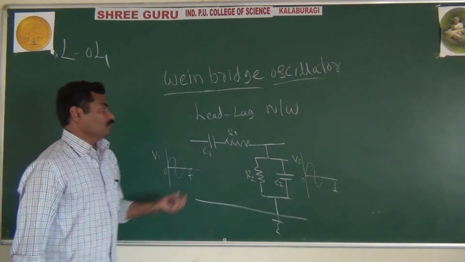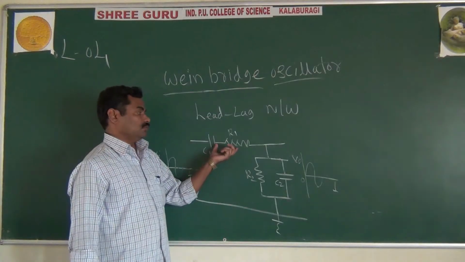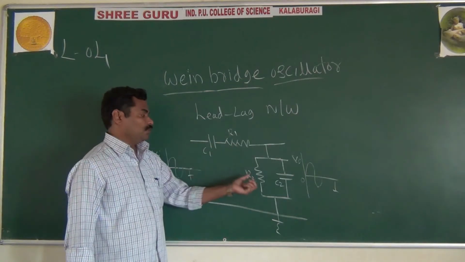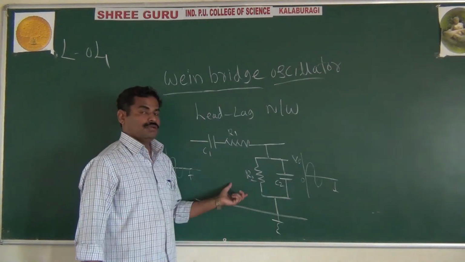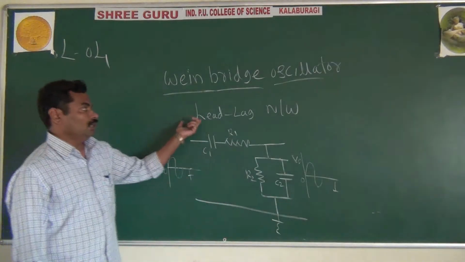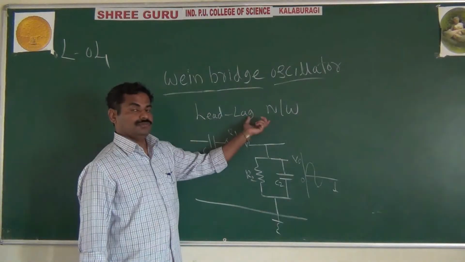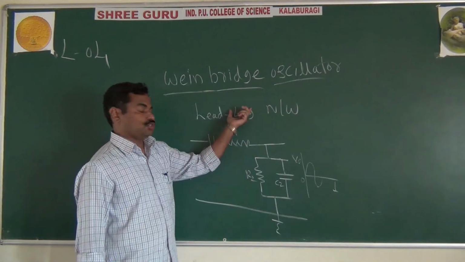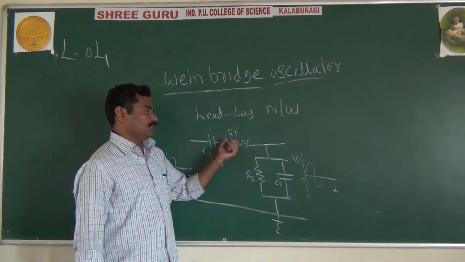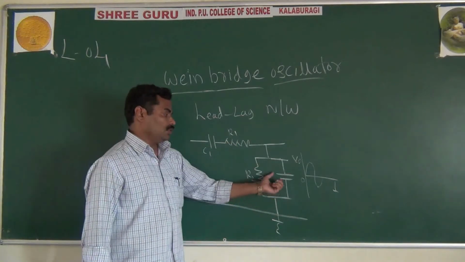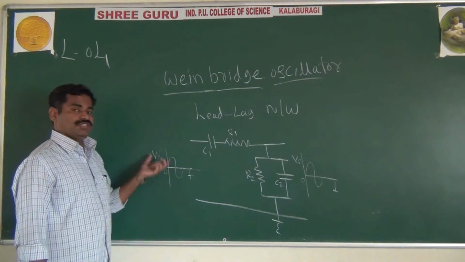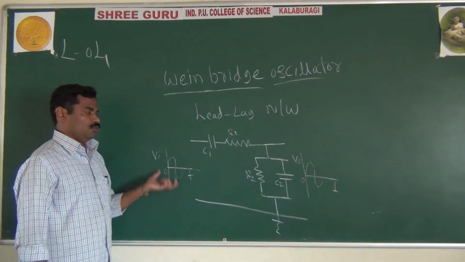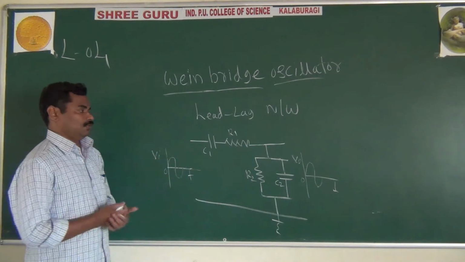If C1 and R1 are connected in series, and C2 and R2 are connected in parallel, the total circuit and network is nothing but the lead lag network. The lead lag network consists of R1 and C1 in series, and R2 and C2 in parallel. And if you apply a varying signal, or a varying voltage at the input, then what happens?